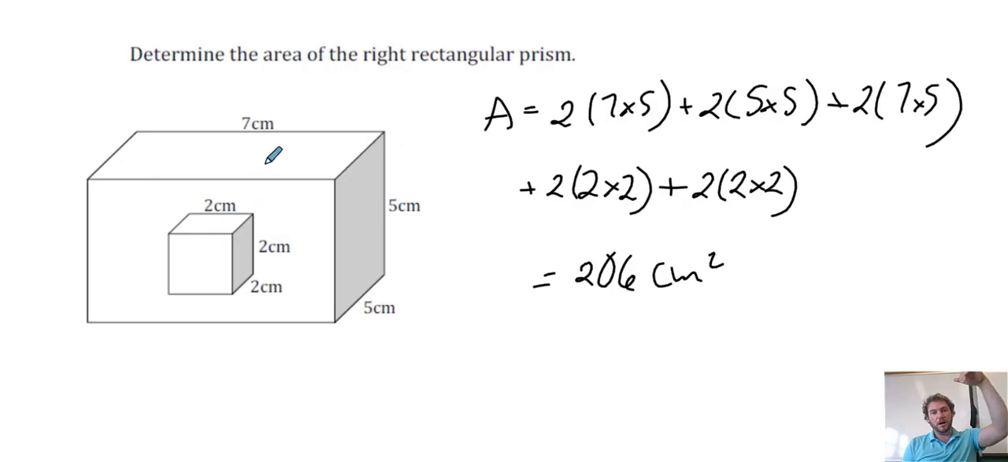And when I look at it from the top, I see a rectangle that is 7 by 5 and a square that is 2 by 2. And when I look at it from the bottom, I see a rectangle that's 7 by 5 and a square that's 2 by 2. So that's where all of these calculations come from. And when I add those all up, I'll get my total surface area.